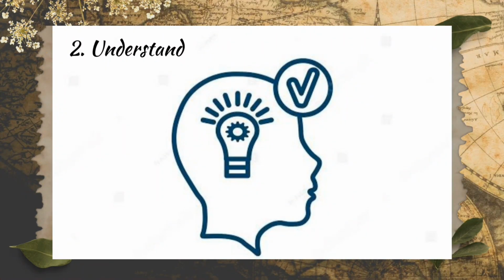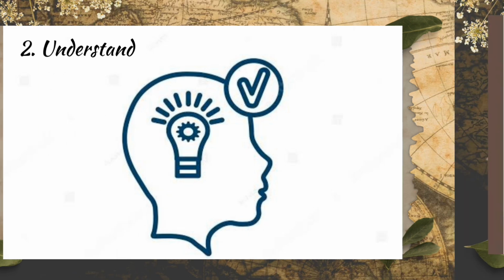This level goes beyond simple recall. Learners demonstrate comprehension by explaining concepts in their own words, summarizing information, or interpreting data. They can paraphrase and explain the meaning of information.